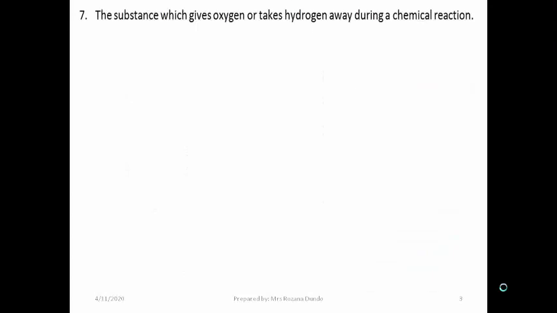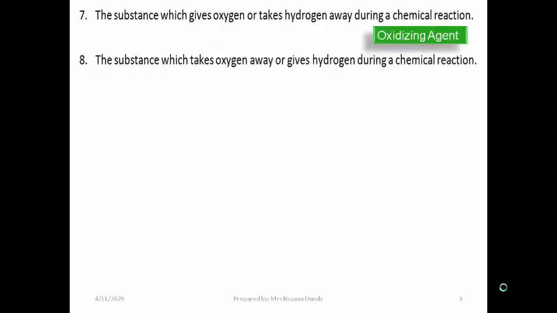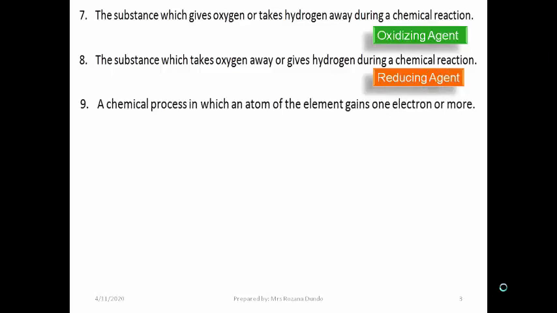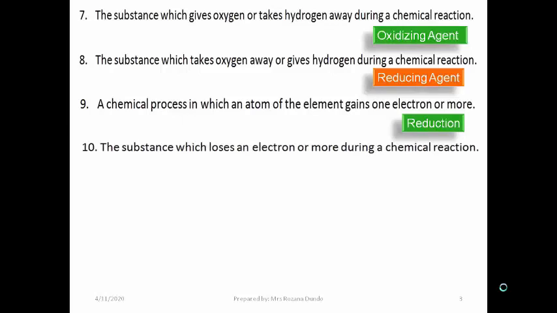The substance which gives oxygen or takes hydrogen away during a chemical reaction: oxidizing agent. The substance which takes oxygen away or gives hydrogen during a chemical reaction is called reducing agent. A chemical process in which an atom of the element gains one electron or more. It's called reduction. The substance which loses an electron or more during a chemical reaction. It's called reducing agent.